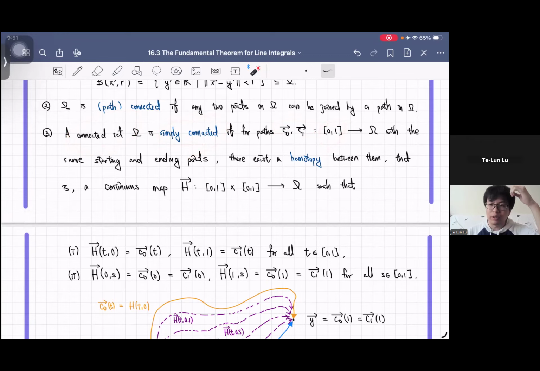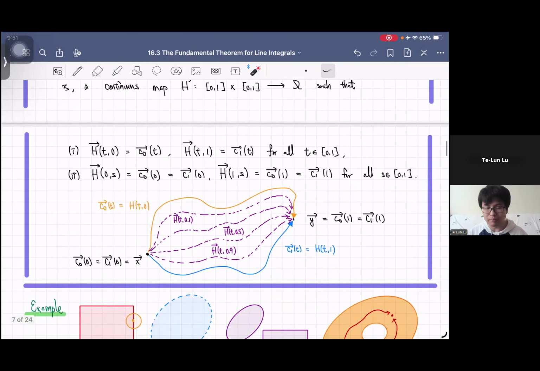So we say set omega is simply connected whenever for any two paths, in this case C0 and C1, let me just define it on 0, 1. You can define it on 0, 2, or 0, 3, 1, and 2. It's always okay. In this case, I just use 0, 1 for convenience. For any two paths with the same starting point and ending point, you can always find a so-called homotopy between those two paths.